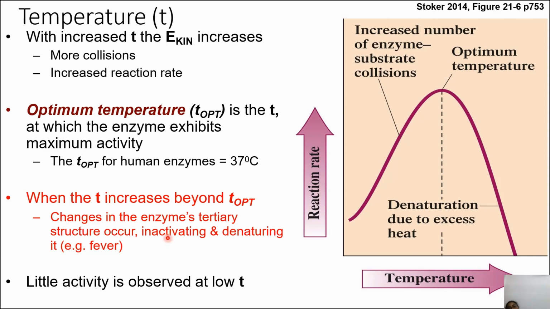So there is an optimum temperature at which the enzyme exhibits maximum activity. For human enzymes, it is 37 degrees Celsius because that is the physiological temperature. When the temperature increases beyond the optimum temperature, changes in the enzyme's tertiary structure will occur. Basically, the enzyme might get denatured, inactivated, and little activity will be seen after that. So the reaction rate again goes down.